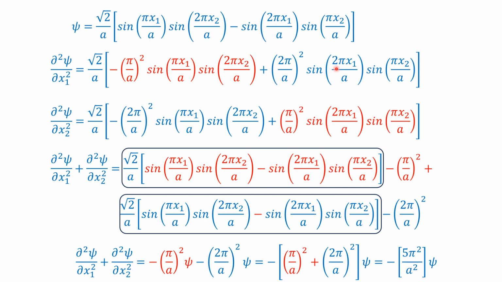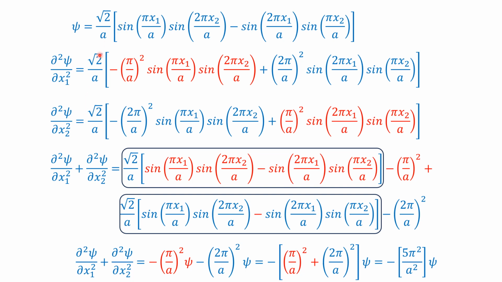plus, here same thing. If you differentiate first with respect to x1, you will get a factor of 2 pi over a, and then if you differentiate again with respect to x1, you will get 2 pi over a whole square. Of course, you will get minus. Already there is one minus here. So that will become plus, and the remaining portion I am leaving as it is.